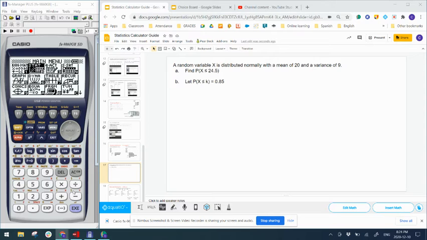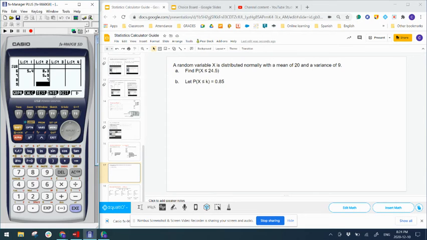So we're going to go into stats. And it doesn't matter if there's anything in your lists. We're going to go into a distribution. We're going to do a normal distribution. And the two buttons that we need are NCD. This is when we have a data point and want the probability. And the inverse. This is when we have the probability and want the data set.